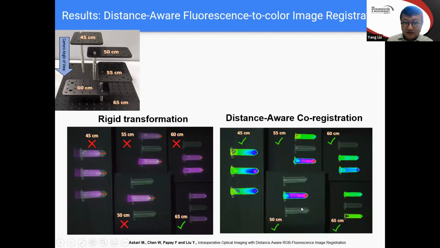Here are some representative data of characterization. This is the testing platform we built with different tag depths. And then we put different tubes containing solutions in them. Some of them contain indocyanine green, which is fluorescent, and some of them contain just saline or water, which is not fluorescent. You can see that if you just apply a rigid transformation, it's really only good at the one distance that you're calibrated for. At any other distance, you're going to have an offset. But with the distance-aware co-registration algorithm that we have developed, at any working distance it is perfectly registered.